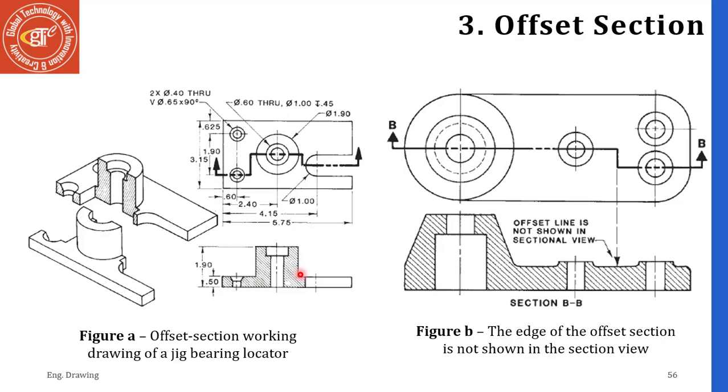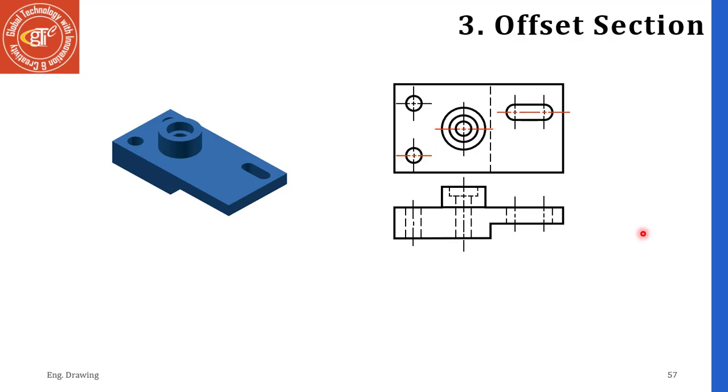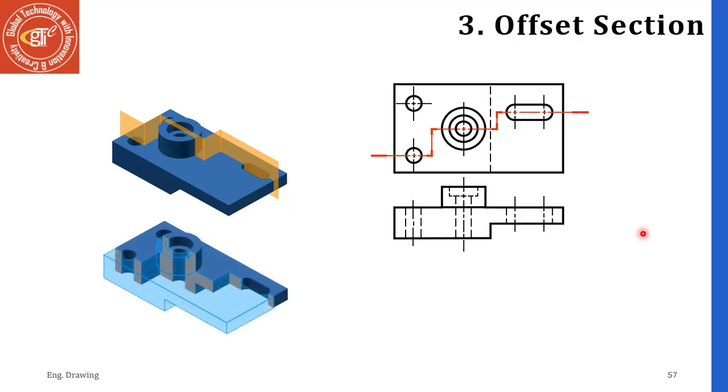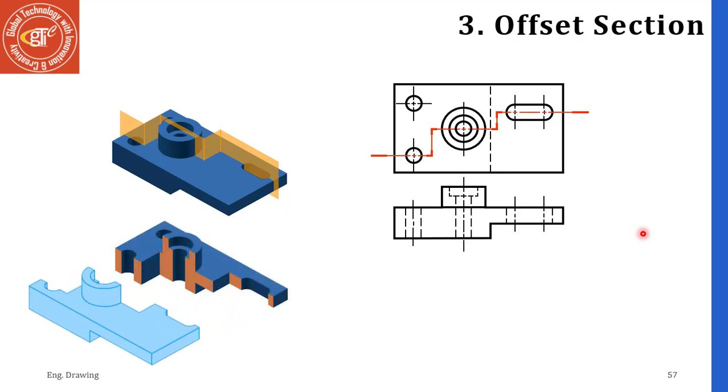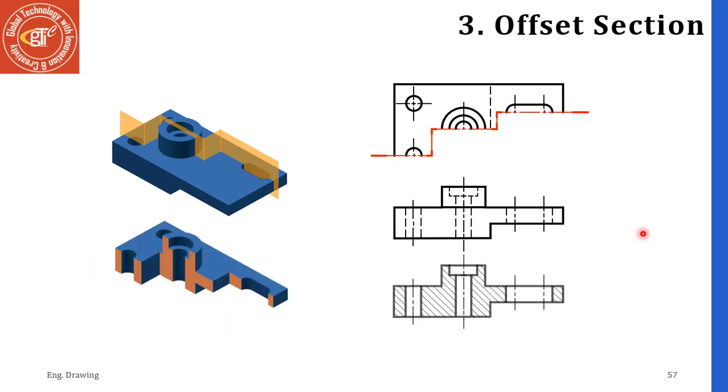Also notice that these lines are not in a straight line, but this bend will not be shown in the section view like this. Here you can see each feature is shown in the same position. Here is another example of the section view. So this part will be removed and then we can add its section view.